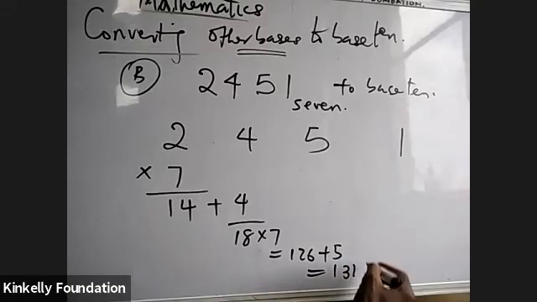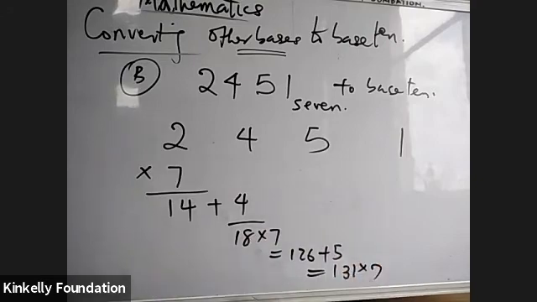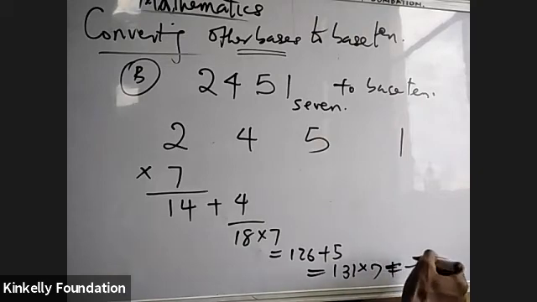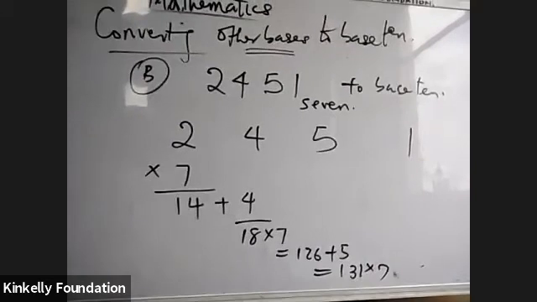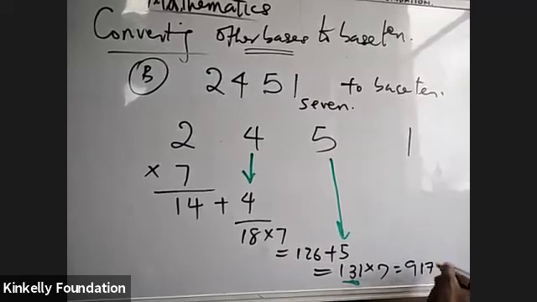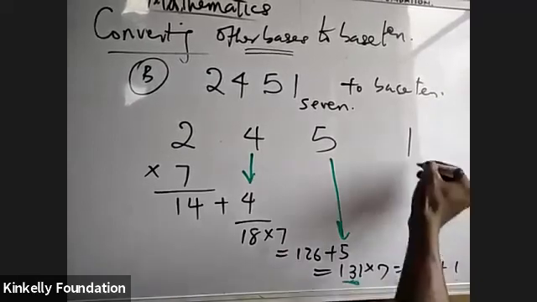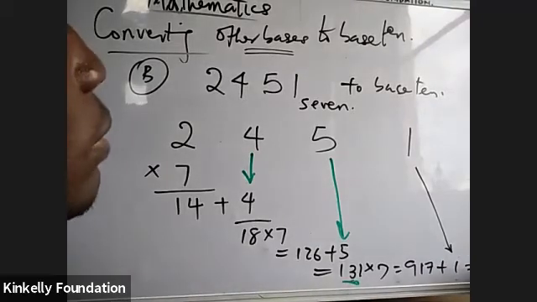131. Then you multiply it by 7. Then whatever you have, you add 1 to it. Now this gives us 917, plus 1 to give us 918 in base 10.